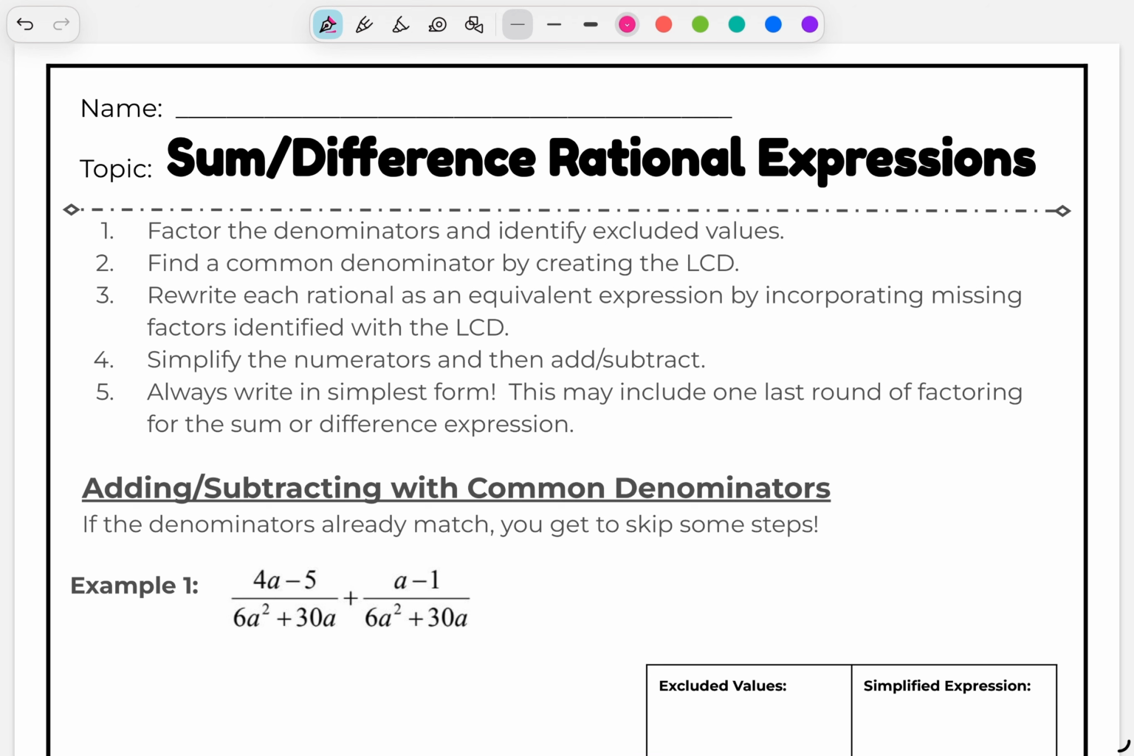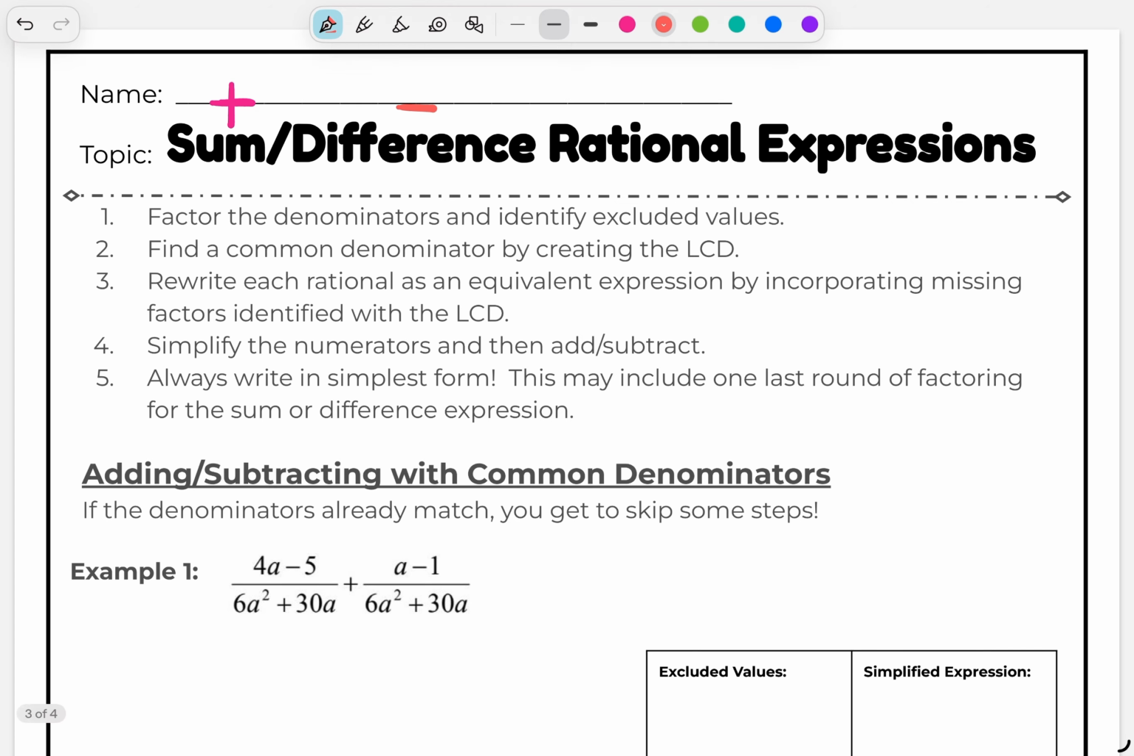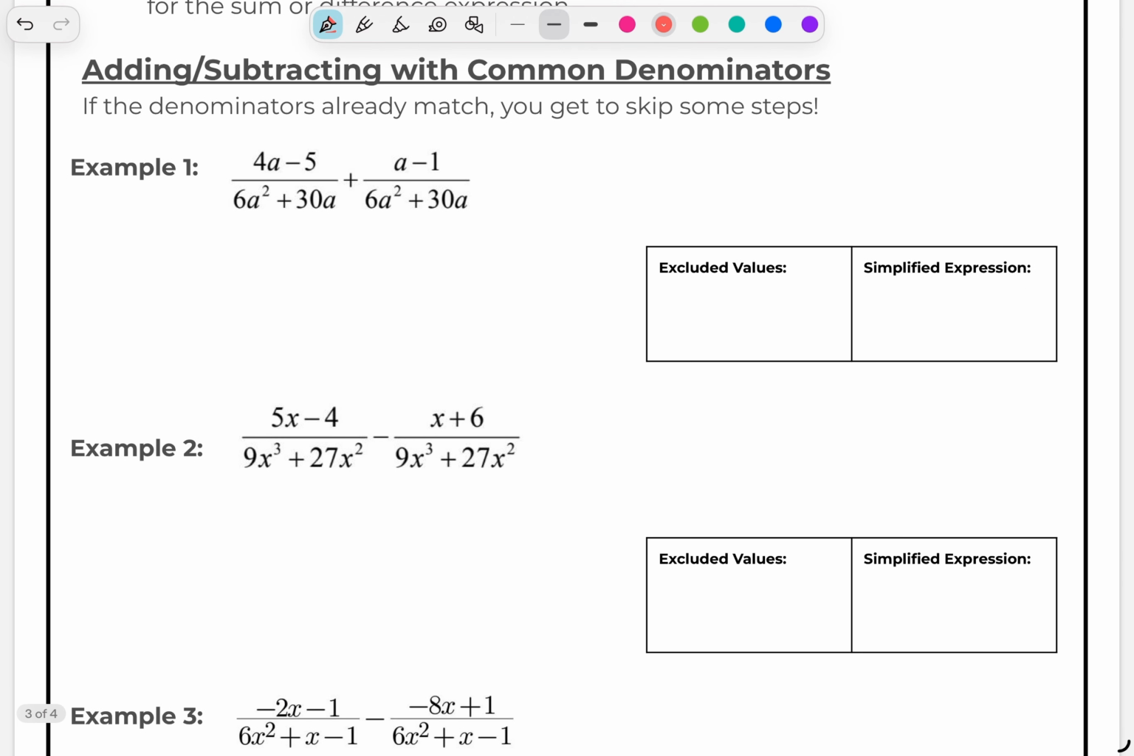Then we'll simplify the numerators, add and subtract, and we're always going to write in simplest form, and sometimes that requires a last round of factoring. So just a reminder that sum means to add, and difference means to subtract, or rather what you get after you add or subtract. So our first few rounds are going to be adding and subtracting with common denominators.